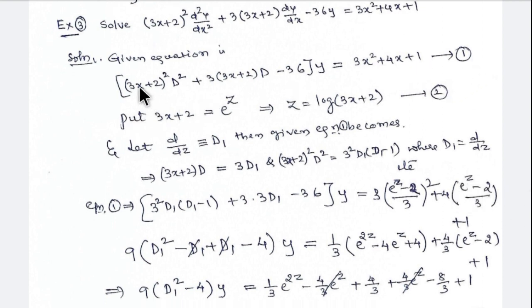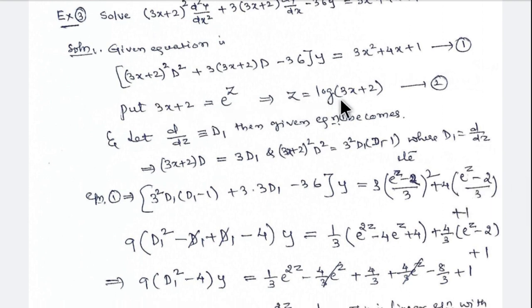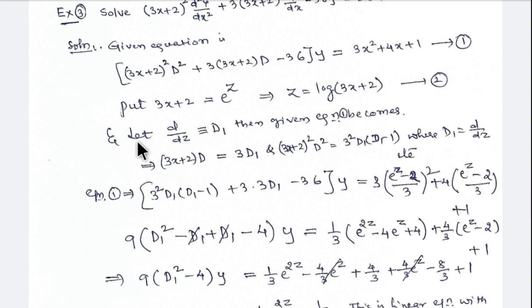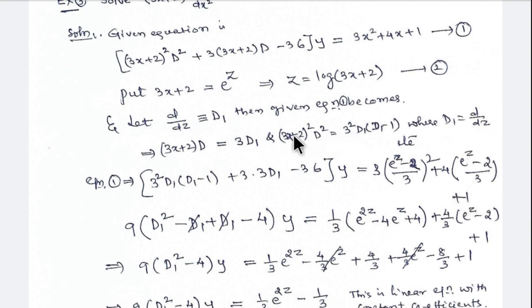So put 3x plus 2 equal to e raised to z. From this you get z equal to log of (3x plus 2). This is the second equation. Let d by dz equal to D1, then the given equation 1 becomes, I have written directly. (3x plus 2) into D is replaced by 3, the coefficient of x is 3 here, 3 into D1, and (3x plus 2) whole square into D square is replaced by 3 square, the coefficient of x whole square, that is 3 square into D1 into (D1 minus 1), where D1 equal to d by dz, you know.